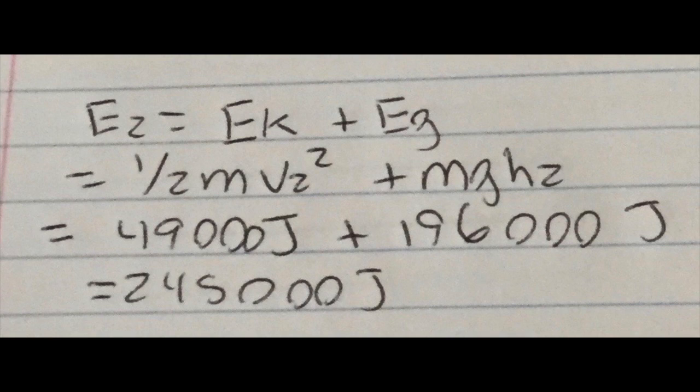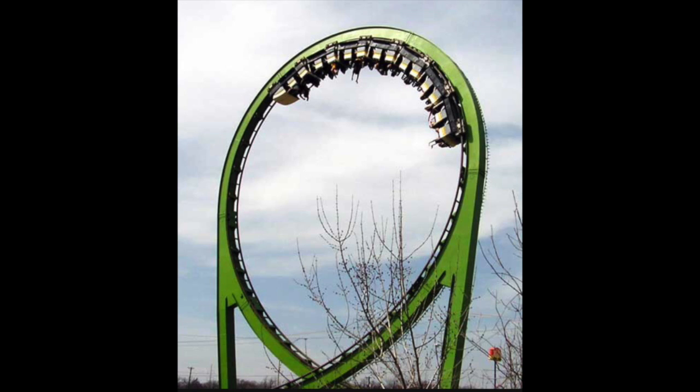The first thing we are going to find is the energy, E2 equals kinetic energy plus potential energy. The second equation we plug it into is 1/2 mv2 squared plus mgh2, with h2 equal to 20 meters, which equals 49,000 joules plus 196,000 joules, and that equals 245,000 joules. That is the total energy at the top of the loop of the roller coaster.